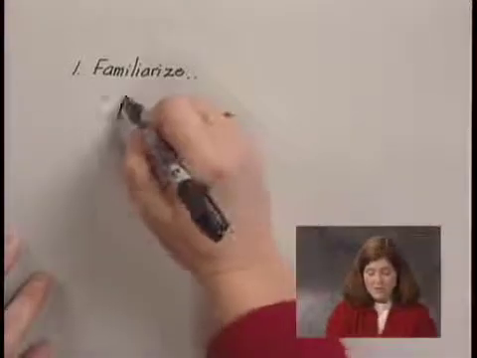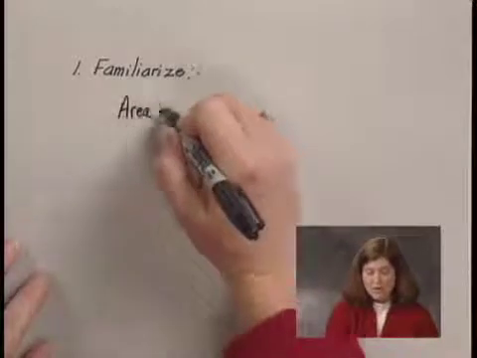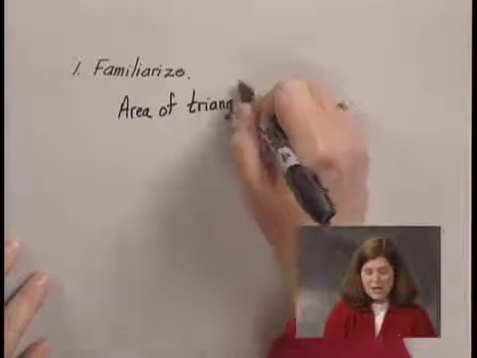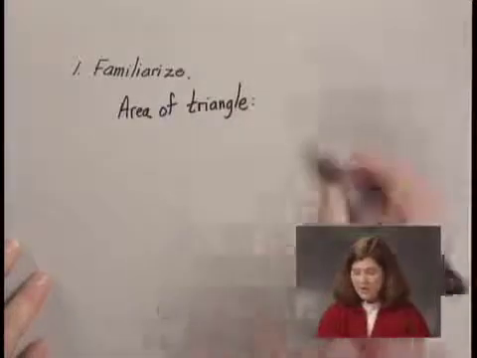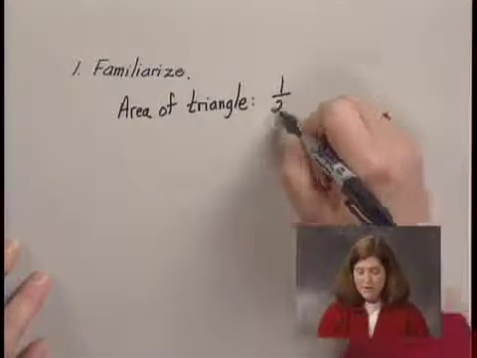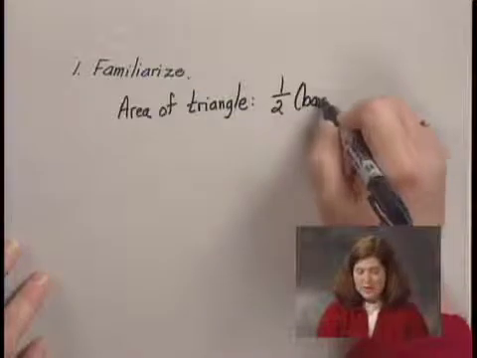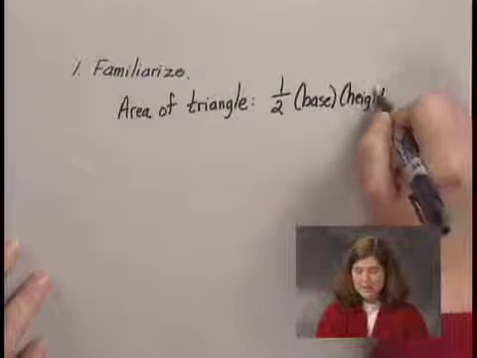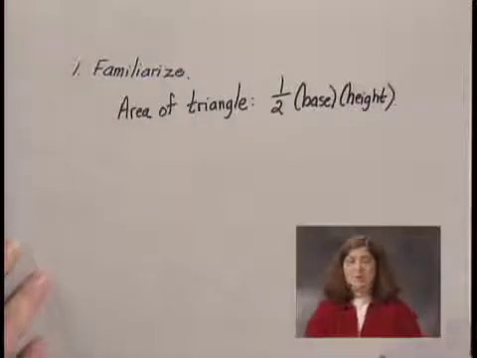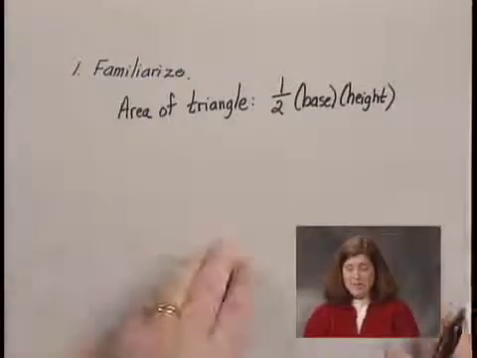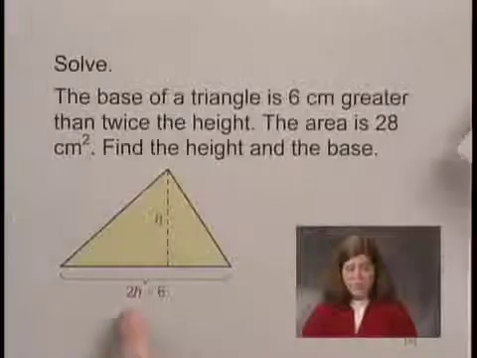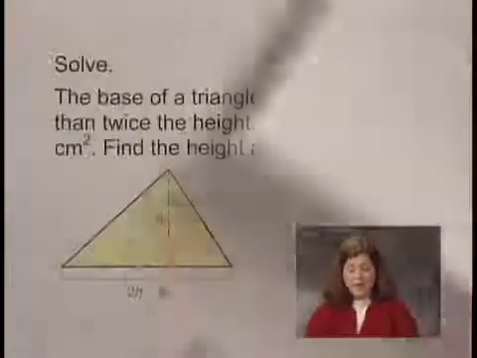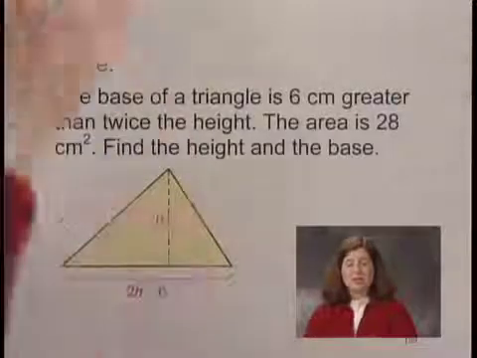The formula for the area of a triangle is 1/2 times the base times the height. We should write this 1/2 times the base times the height. So when we translate, we can simply substitute our expression for the base, 2h plus 6, our expression for the height, and we would have an equation.